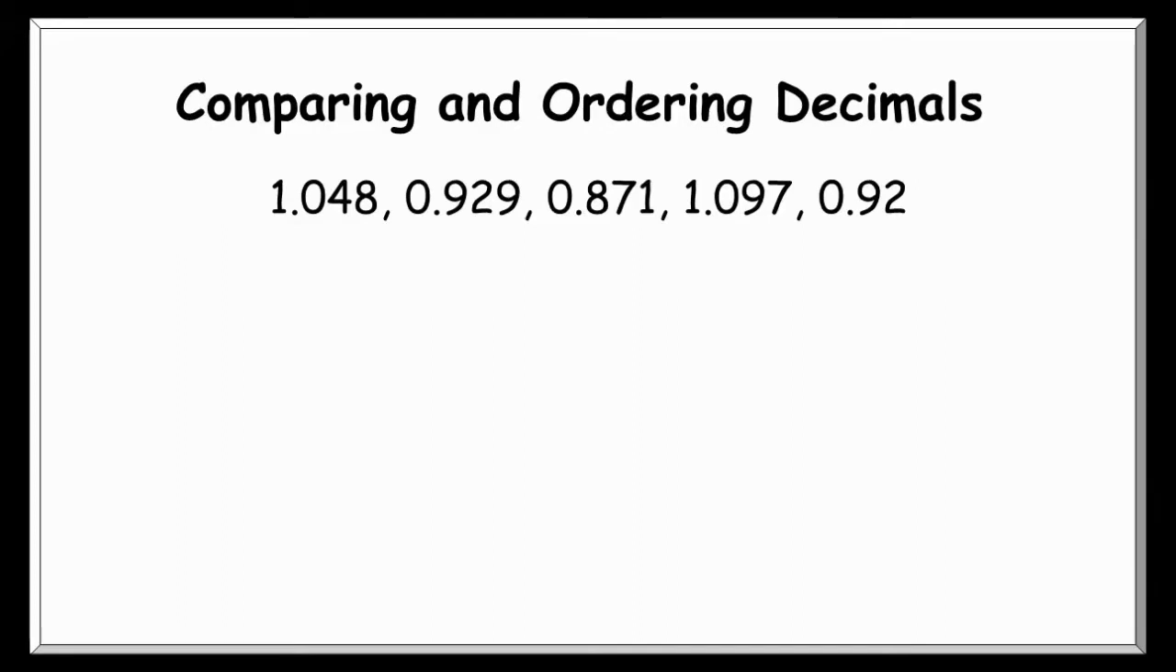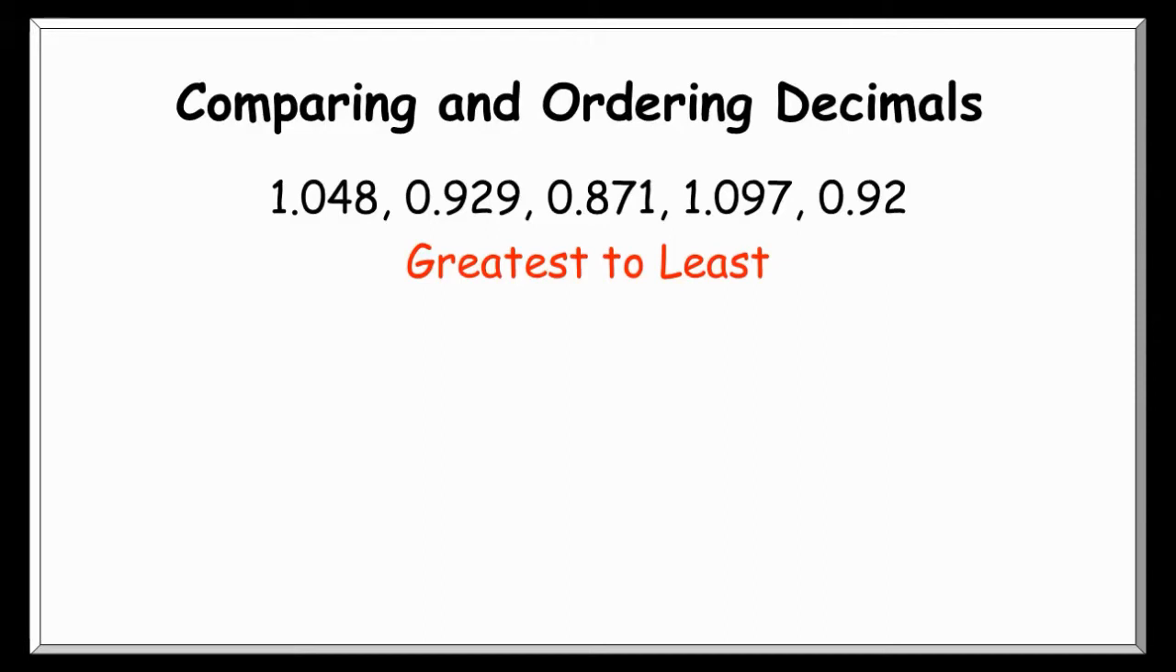Now when you're ordering decimals, you're going to be given a set of numbers. The first thing you have to do is determine what you are going to do with that set of numbers. Are you going to order them from greatest to least or least to greatest? Here we're going to order our set of numbers from greatest to least. A little bit later I'm going to show you how you can take that same set of numbers and easily convert it back over to least to greatest.